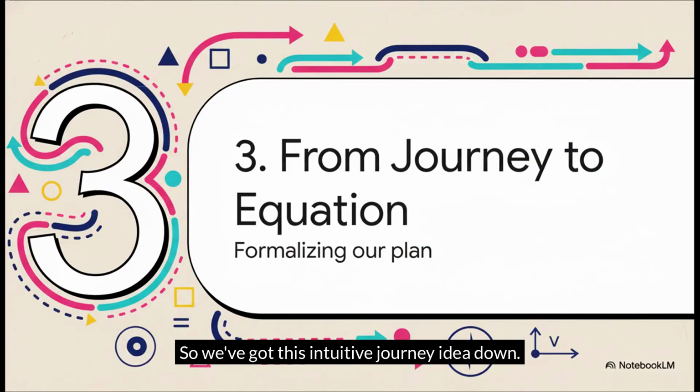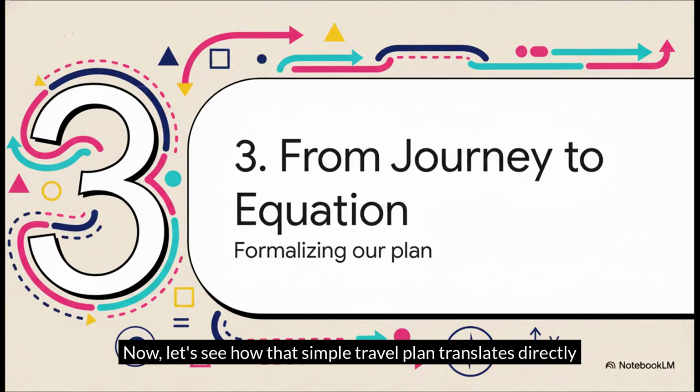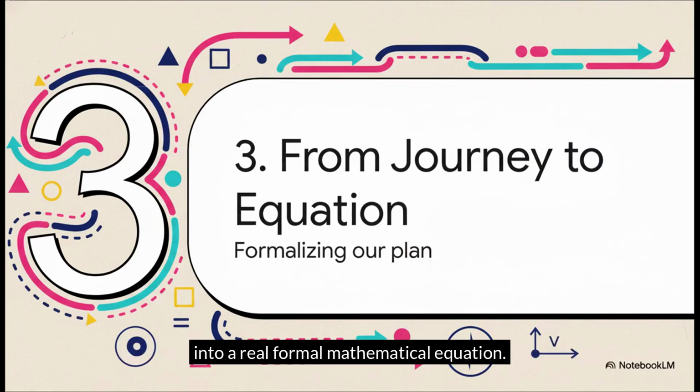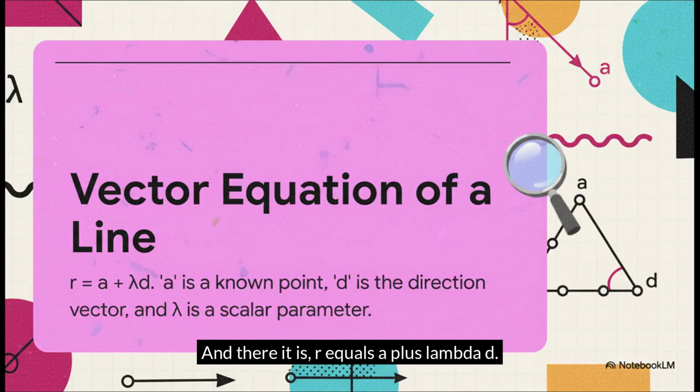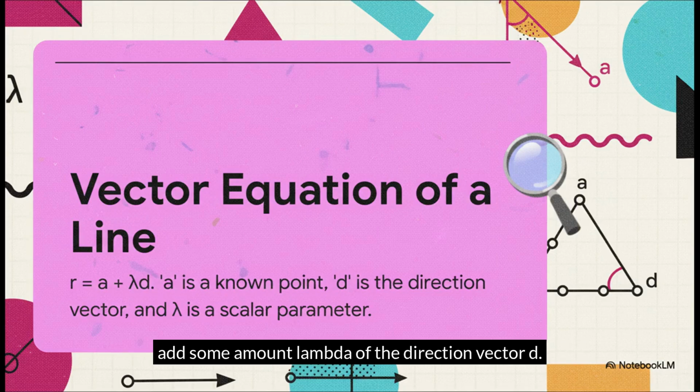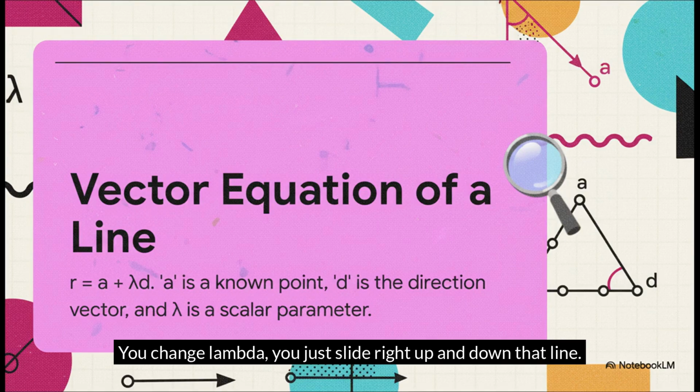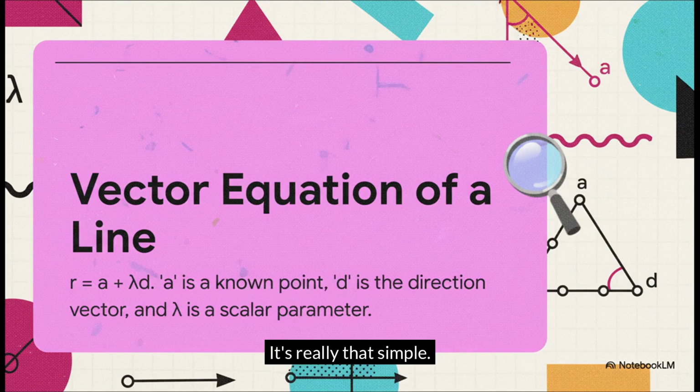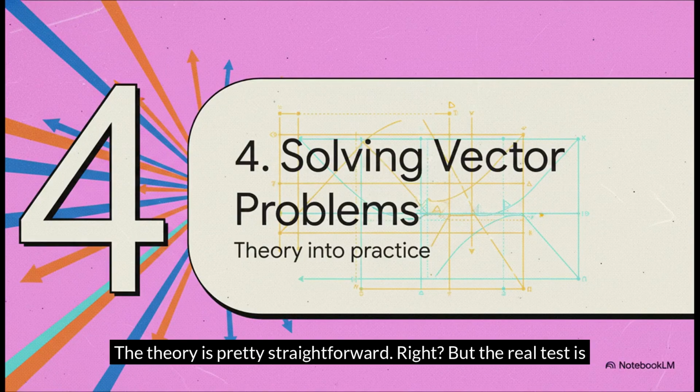Okay, so we've got this intuitive journey idea down. Now let's see how that simple travel plan translates directly into a real, formal, mathematical equation. And there it is, r equals a plus lambda d. So r is just the address of any point on our line. And how do we find it? Well, you take the a vector to get on the line, and then you just add some amount, lambda, of the direction vector d. You change lambda, you just slide right up and down that line. It's really that simple.